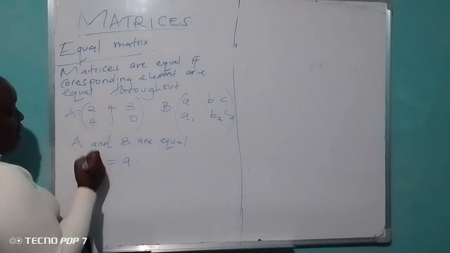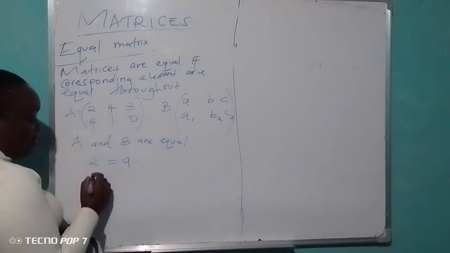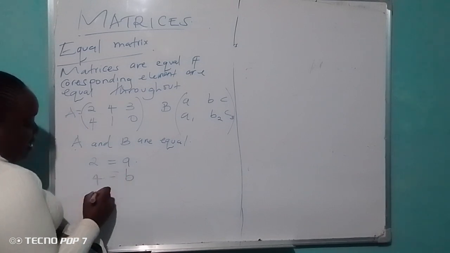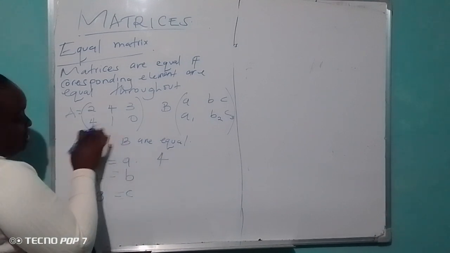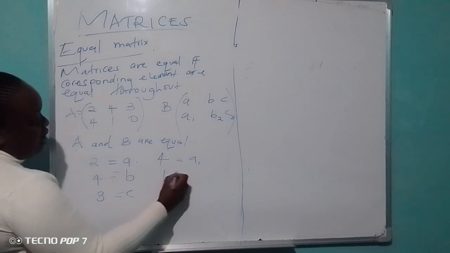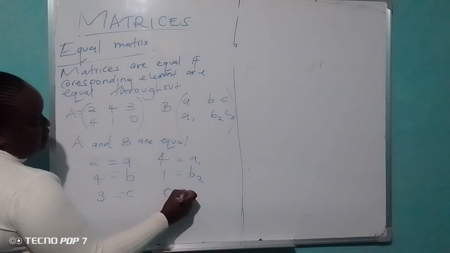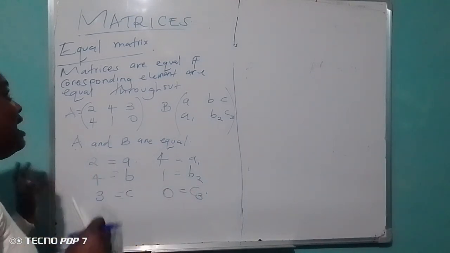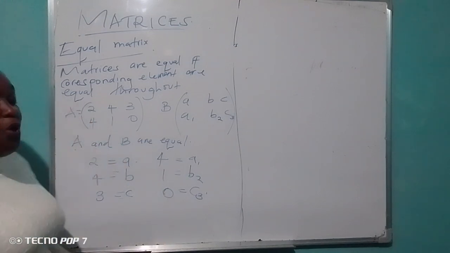If matrix A and matrix B are equal, corresponding elements should be equal. So for the first row, second column, we'll say that 4 is equal to b. 3 is equal to c. And the second row, first column, 4 is equal to a1, and 1 is equal to b2, and 0 is equal to c3. This is what we mean by equal matrices: corresponding elements are equal throughout.